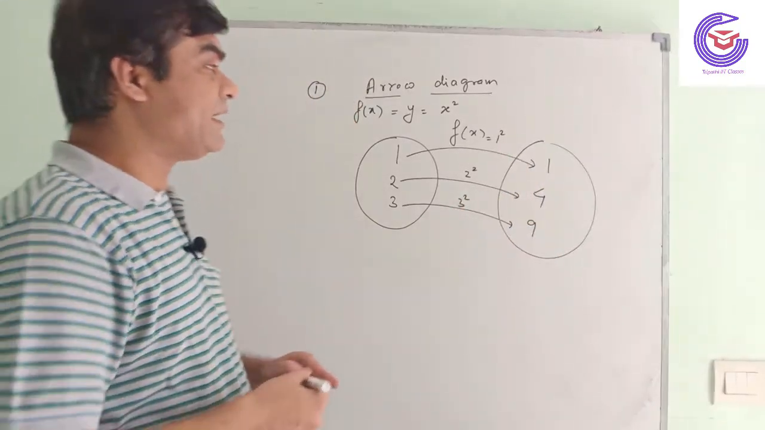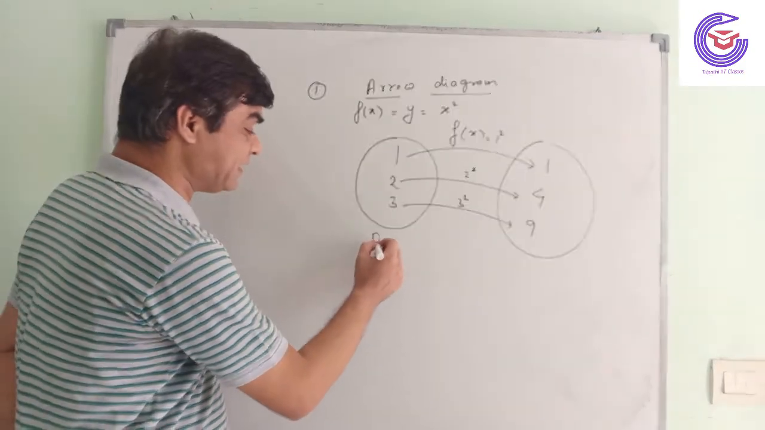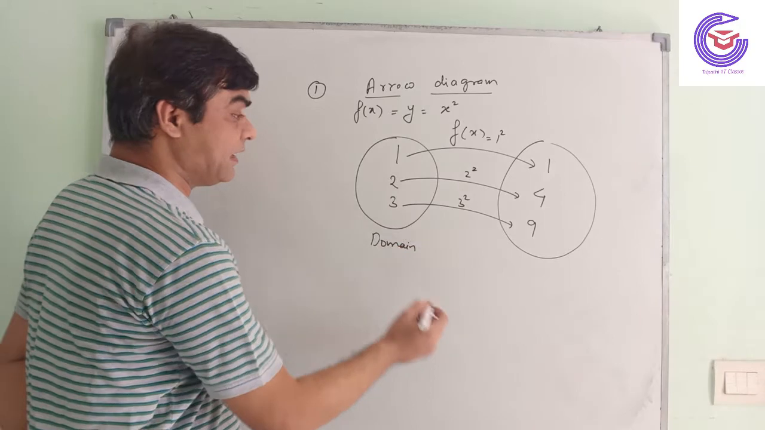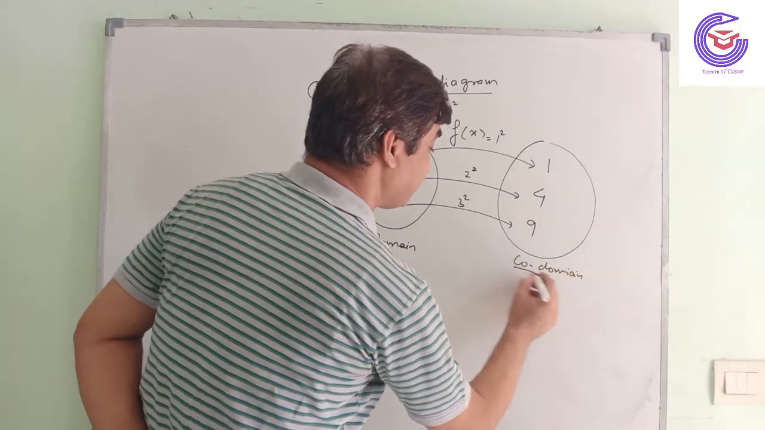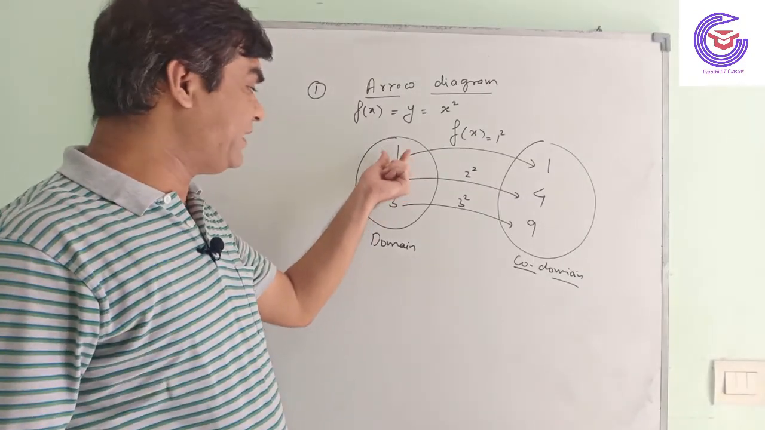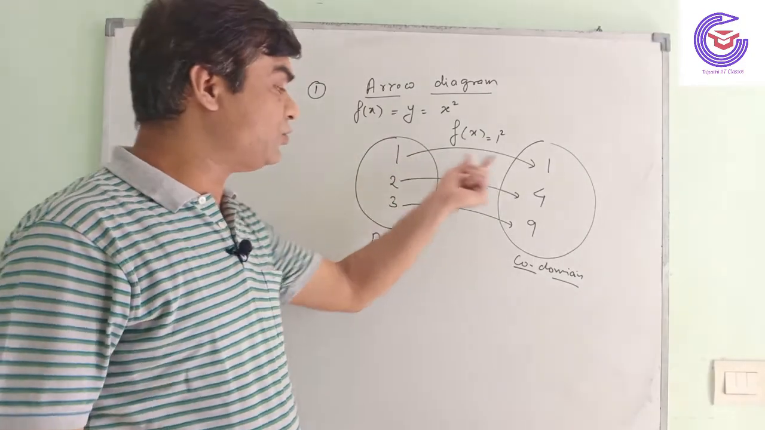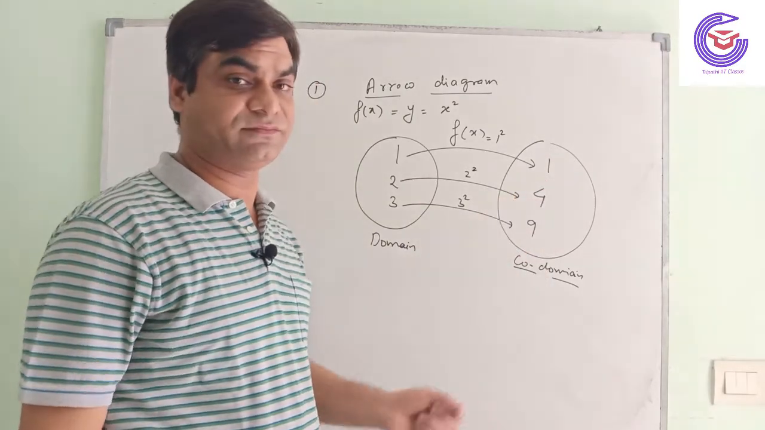So this is the arrow diagram. Basically here you represent the domain here and the codomain here, and you start mapping each element of the domain to the corresponding element of the codomain.